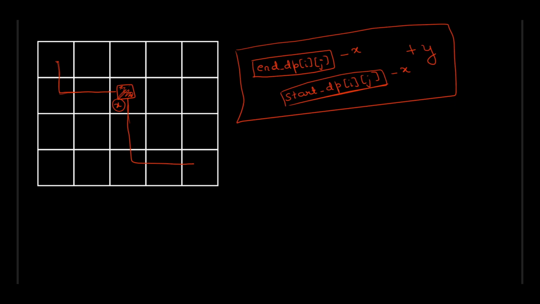So if you know for sure that the path crosses the cell that you just changed, then the answer will be simply start dp of i j plus end dp of i j, you subtract the older value and then you add the newer value.